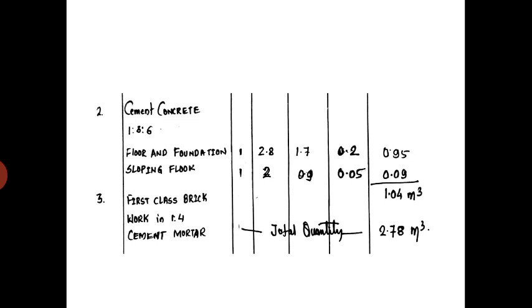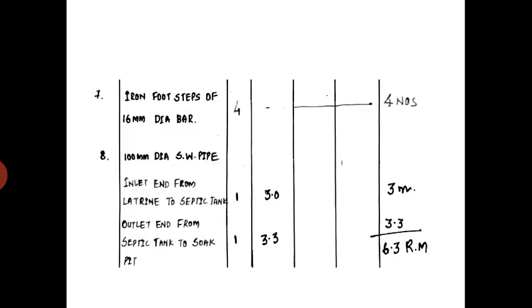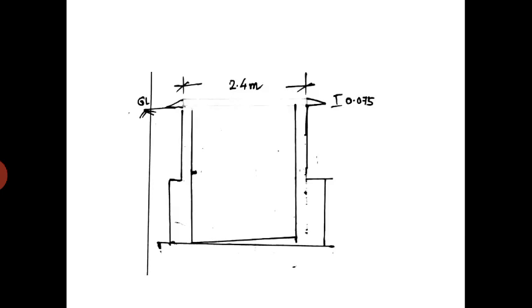Then I already said that the foundation is made up of first class brickwork of 1:4 cement mortar. That can be calculated with the help of this calculation. If you see the diagram of this one set, this one is there, 1:4. Above that you have one more set.